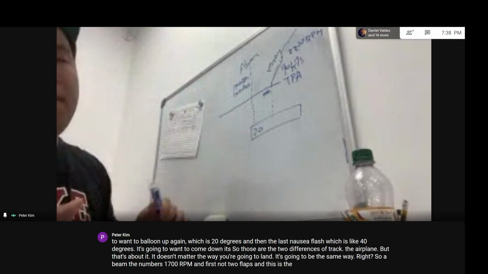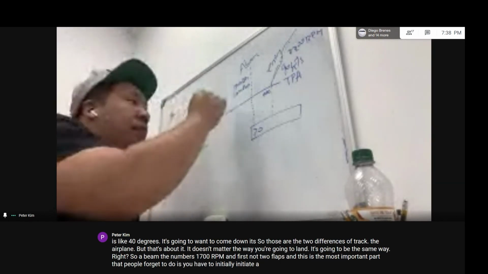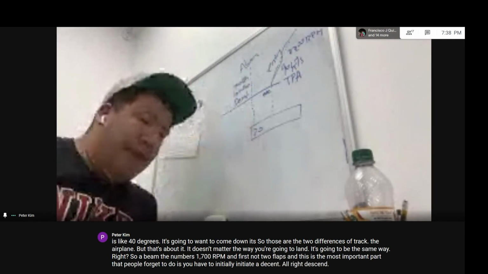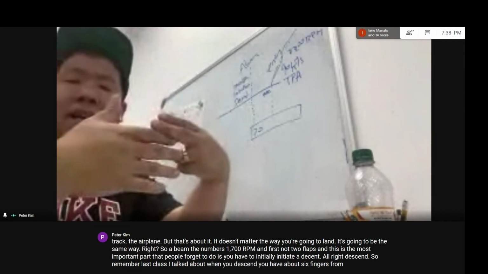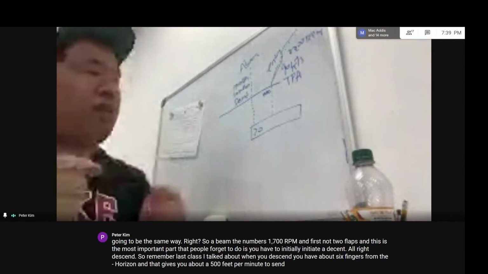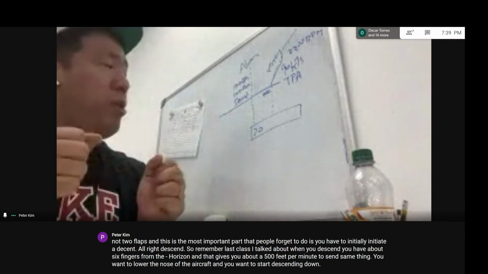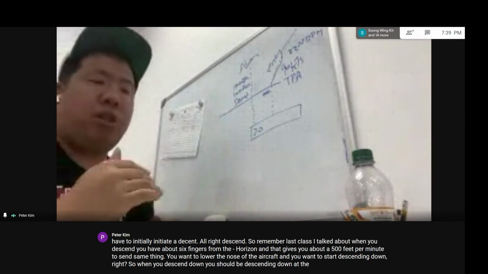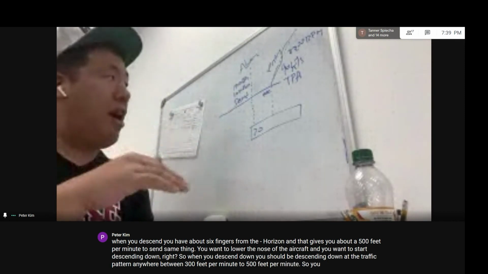The most important part that people forget to do is you have to initiate a descent, all right? Descend. So you remember last class I talked about when you descend, you have about 6 fingers from the dash to the horizon, and that gives you about a 500 feet per minute descent. Same thing. You want to lower the nose of the aircraft and start descending, right? So in the traffic pattern you should be descending anywhere between 300 feet per minute and 500 feet per minute. So you've got to start coming down.